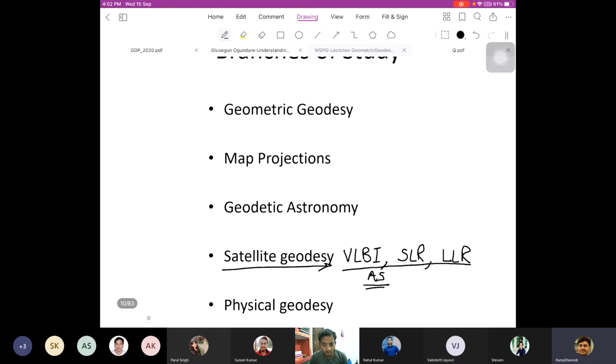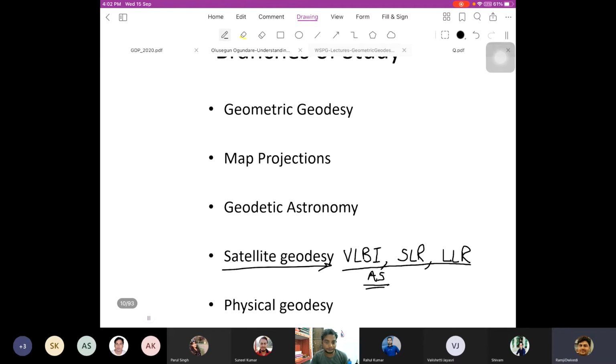Physical geodesy is all about the Earth's interior: how the interior crust is distributed, the solid mass distribution inside the Earth, because of which gravity varies. So physical geodesy is all about understanding the spatio-temporal nature of gravity with the help of space-based techniques as well as ground-based techniques.